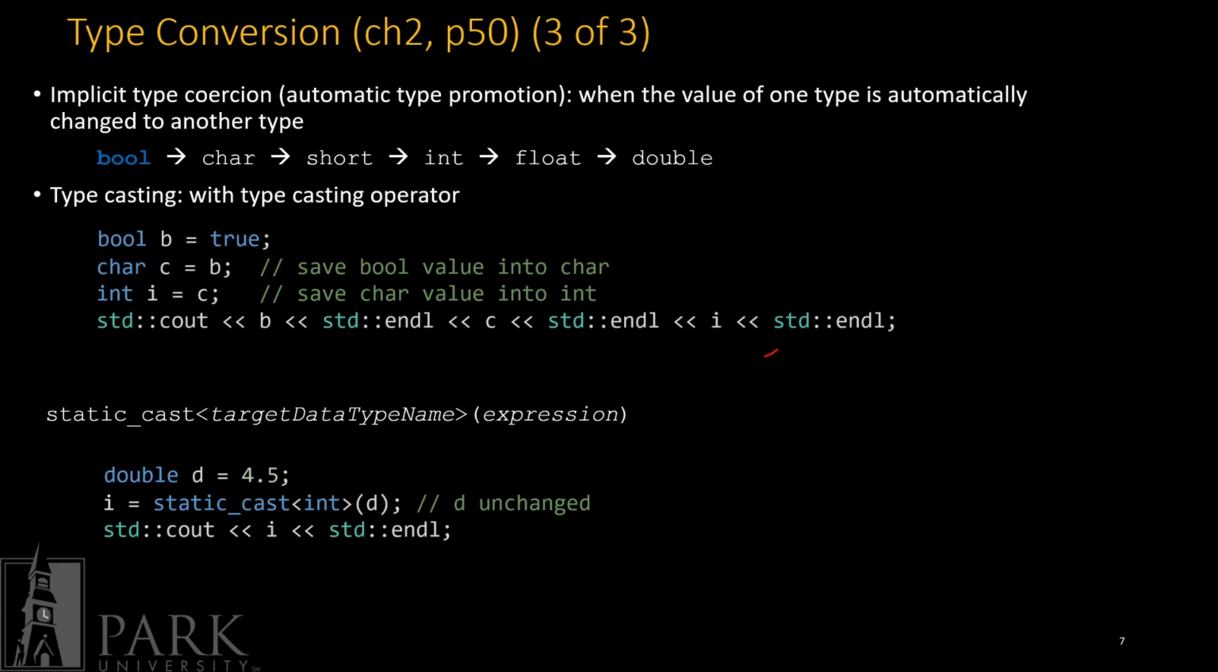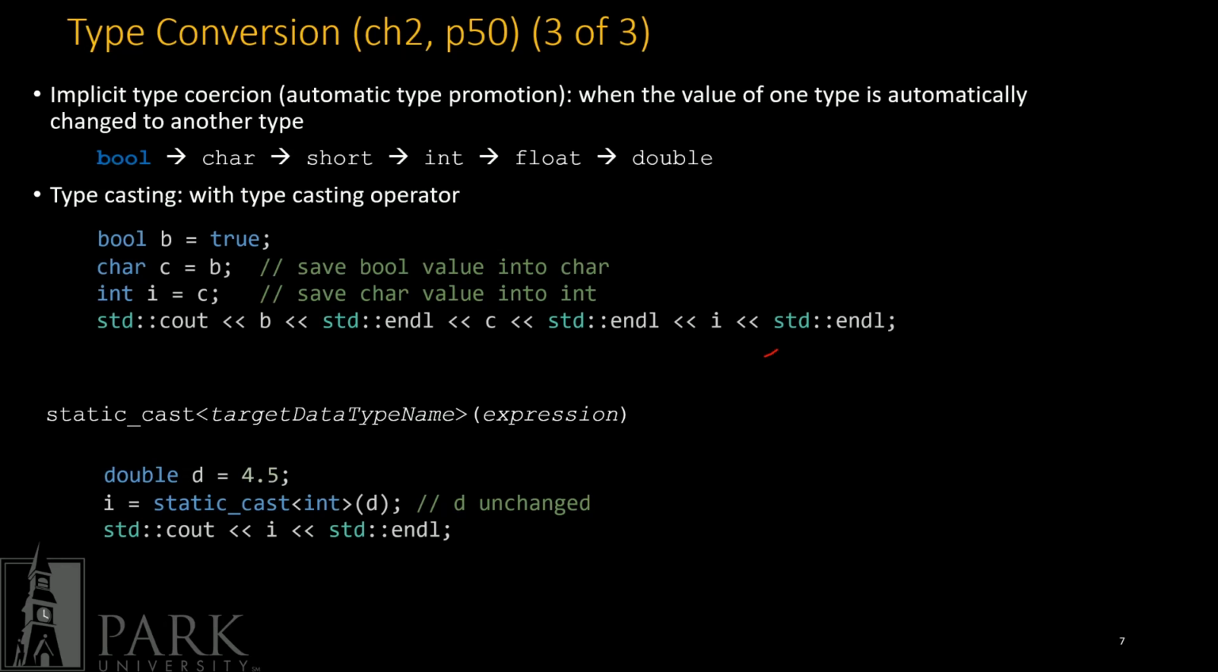Now keep in mind that the value of d does not change. We are not changing what is stored in d. It is still a double, it is still 4.5. All we are doing is saying, hey compiler, cast this value to an integer. We don't care about the decimal point. We know what we're doing, store it in i, and then it's going to print it out.